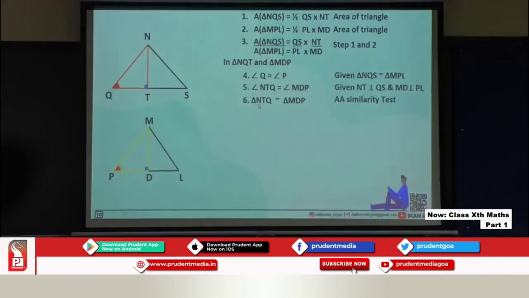So once you have written the ratios properly, look at the mouse pointer. Okay, so here this would become NT upon MD and NQ upon MP. Okay, it is that simple. So NT upon MD and NQ upon MP. Then only I can write the similar corresponding sides in the ratio.